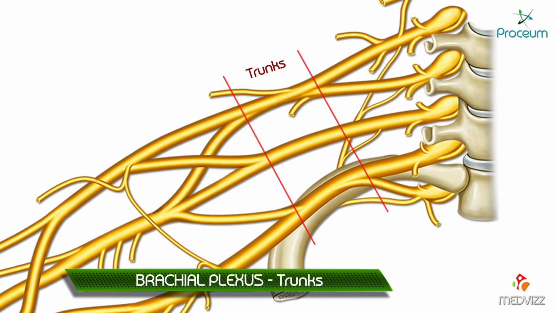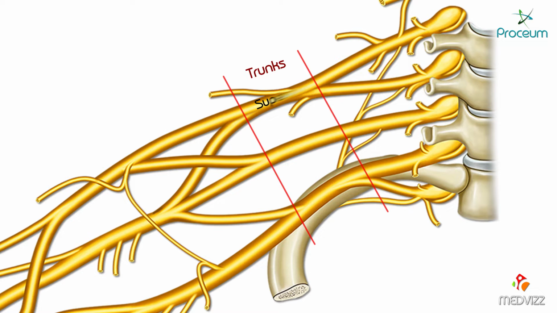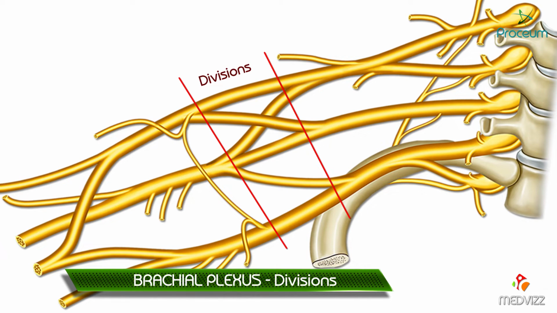Now let us talk about the trunks of the brachial plexus. The superior or upper trunk is formed by the union of C5 and C6, the middle trunk is formed by the continuation of C7, and the inferior or lower trunk is formed by the union of C8 and T1. These trunks start from the roots of the brachial plexus and enter the axilla by passing laterally over the first rib.